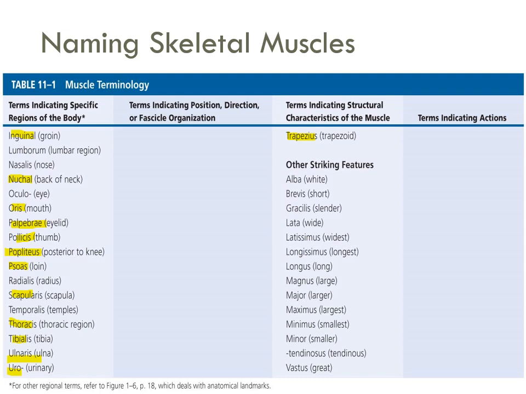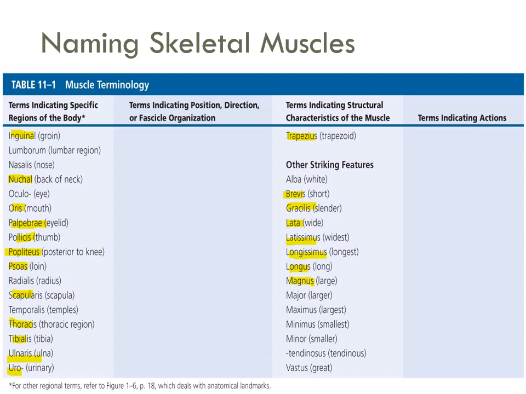Other striking features, alba is white. We also have brevis and longus. Brevis is short, longus is long. Gracilis means slender, like a long, slender muscle. Lata would be a wide muscle. Latissimus is the widest muscle. And then longissimus would be the longest muscle.